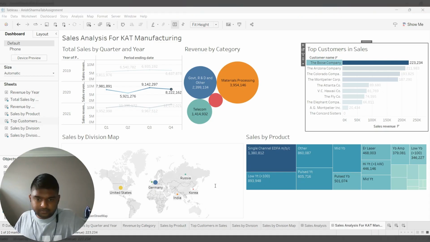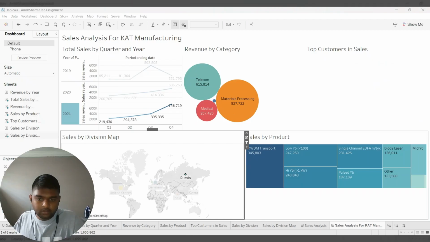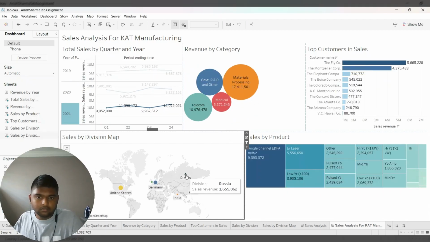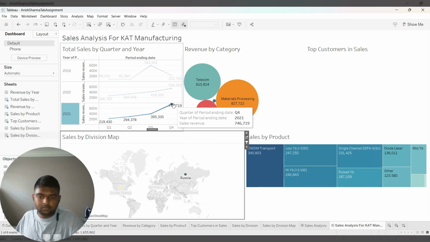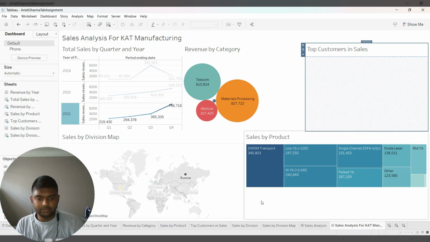And the top customer for the division in 2021. So 2021 in Russia. Our top customer. There's no one there, so I guess we wouldn't have a top customer for that there, I guess.